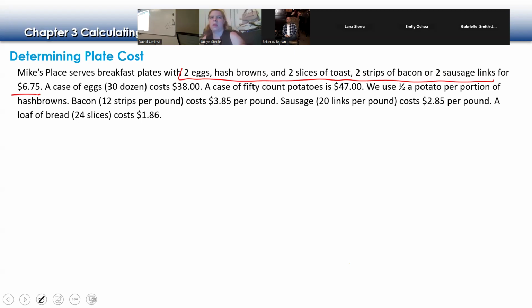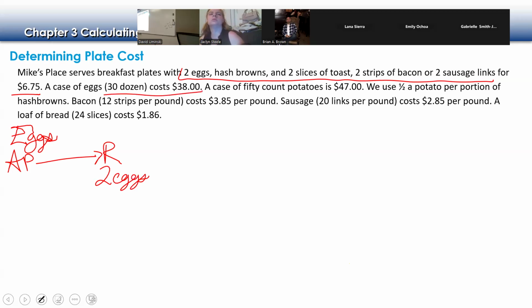This is where it's going to shock you. This is our standard recipe, so we're going to go line by line. Let's start with the eggs. We do as purchased to recipe. How much do I need for my recipe? 2 eggs, right? My as purchased is 30 dozen for $38.